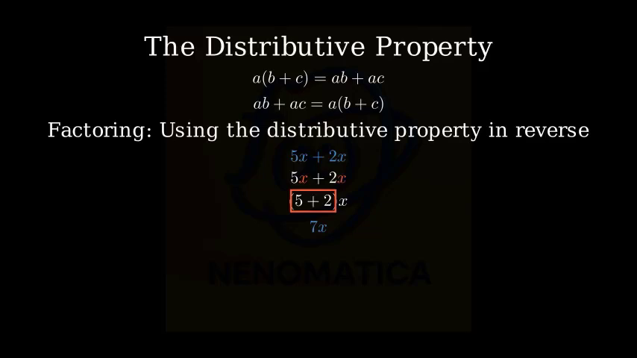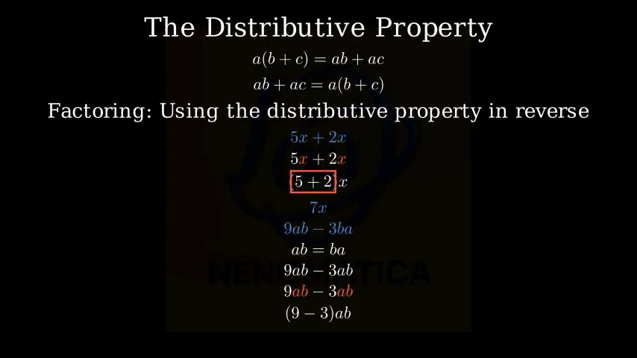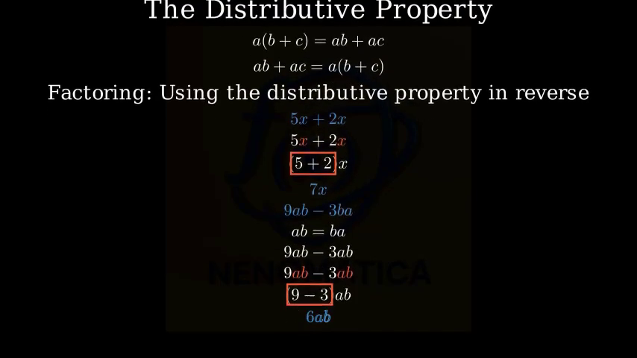Moving on to our second example, 9ab minus 3ba. First, note that ab equals ba due to the commutative property of multiplication. So we can rewrite this as 9ab minus 3ab. Now we can see that ab is a common factor. Factoring out ab, we get ab times the difference of the coefficients, 9 minus 3, which equals 6ab.